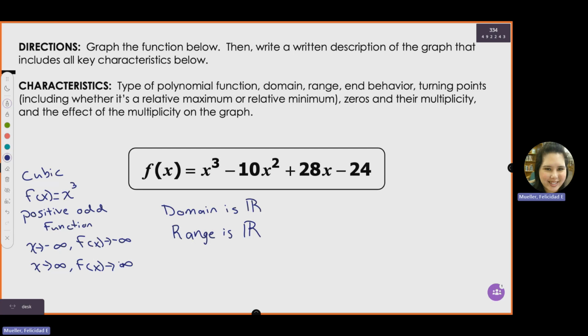Zeros, I don't know. The question is, if I group these, let's see if I get nice answers for my zeros. So I'm going to pull out x squared, I'm left with x minus 10. Nope, I'm not going to get nice zeros doing it that way. So we are going to go ahead and graph this and find the zeros and turning points using Desmos. I'm just going to do that and then you can check your answers. So x cubed minus 10x squared plus 28x minus 24.